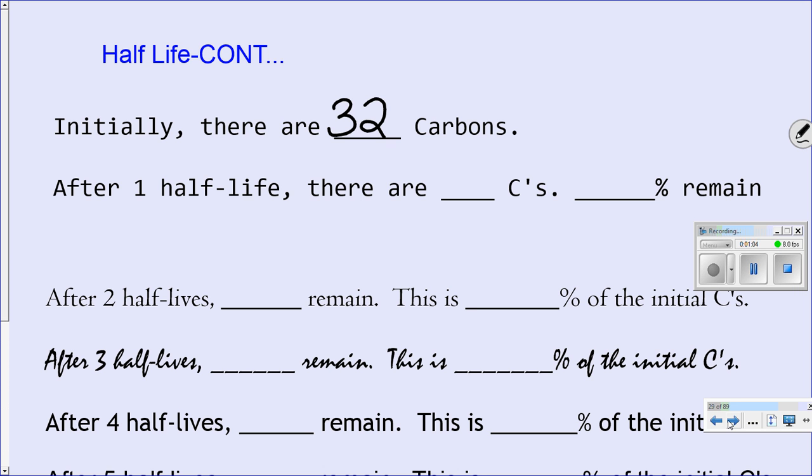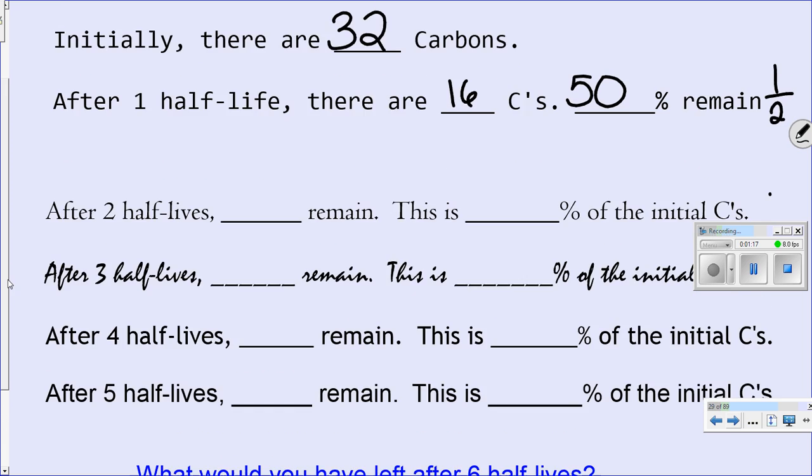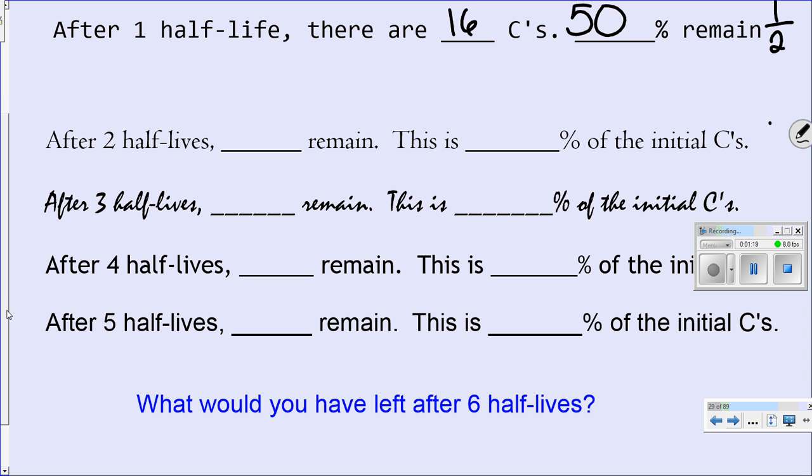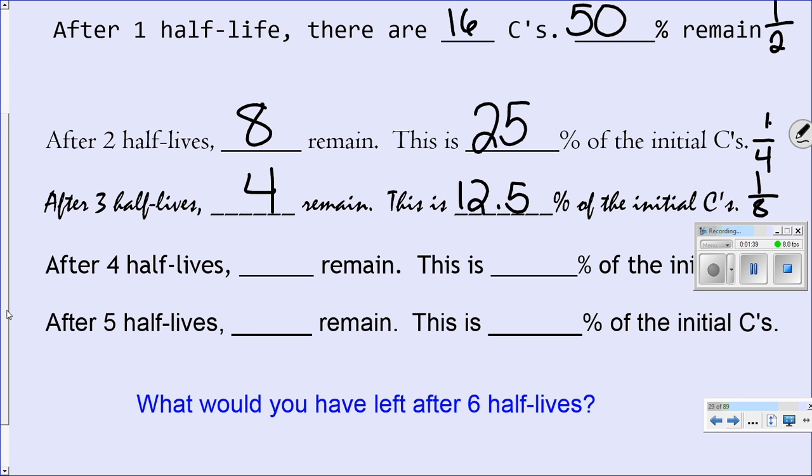After one half-life, again, we would be down to 16, which is 50% of our original carbons. It's also nice to look at fractions with this. I don't usually say it's nice to look at fractions, but this time it is. So that's half of what we started with, hence the name half-life. After 2 half-lives, we would then be down to 8 remaining carbons from our initial, which is 25% of our initial carbons, or 1/4. After 3 half-lives, we go down to 4, which is 12.5%, or 1/8.